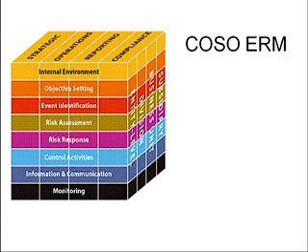Now on the front here, the internal environment, objective setting, event identification. Well, you probably noticed some similarities there with the Australian Standard 4360. Internal environment, it's a bit like context. Objective setting, well, that's the context stuff as well. Risk identification, risk assessment, response, control activities, mitigation, treating the risk, information, communication, and monitoring. So there are some similarities between the standards there, which you'll notice.